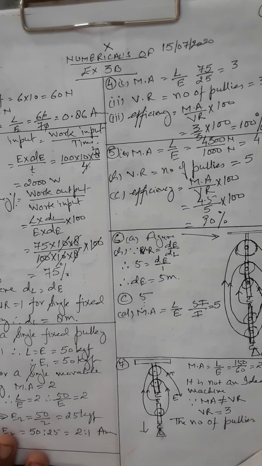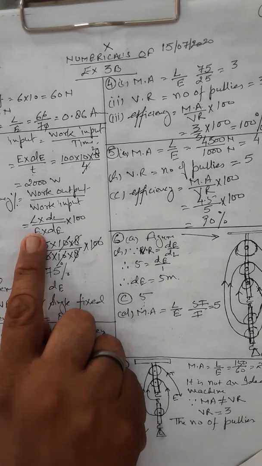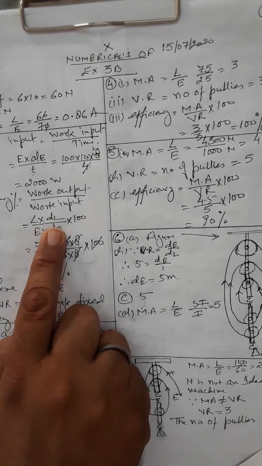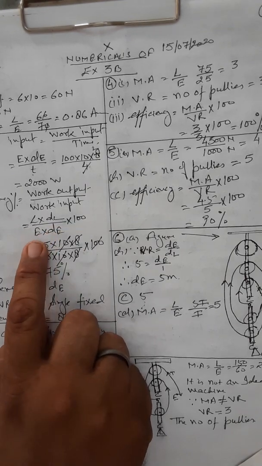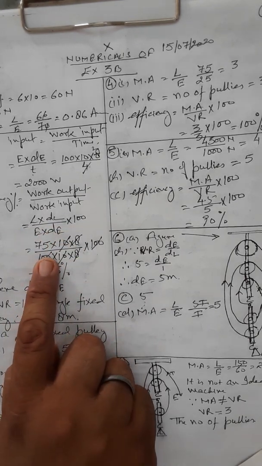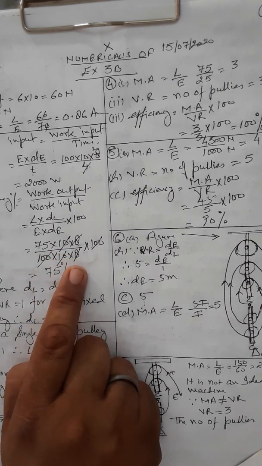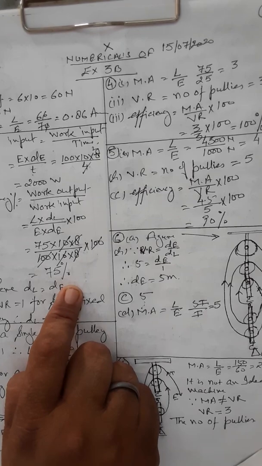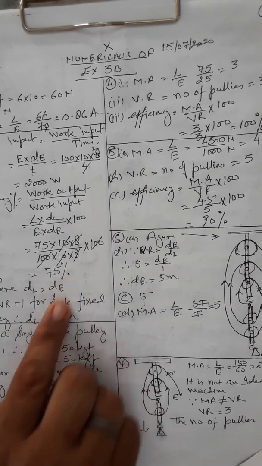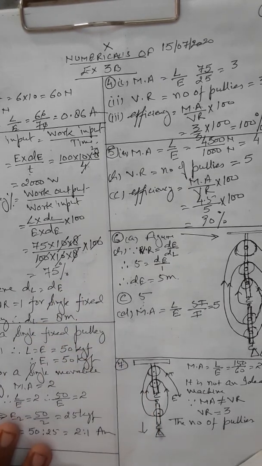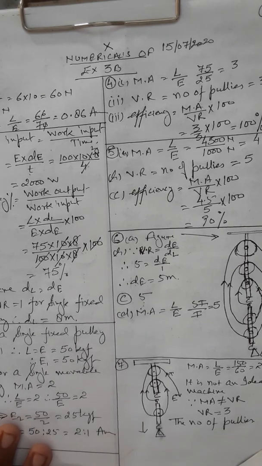Second part, efficiency of the pulley. Efficiency formula is work output upon work input. Work output, load into load arm, upon effort into effort arm. So it comes as 75 into 10 into 8 upon 100 into 10 into 8. On solving we get 75% efficient. The machine is 75% efficient.